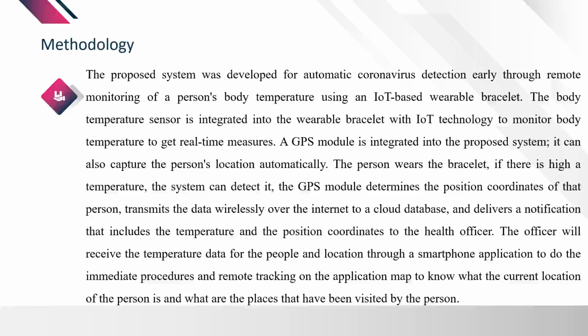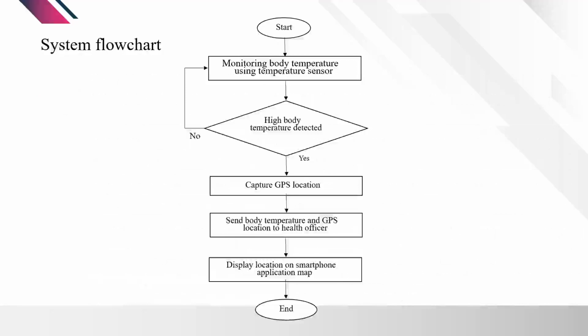Methodology: this is the proposed system, developed for early automatic coronavirus detection through remote monitoring of a person's body temperature. Now we will move forward to the architecture of our system. In the beginning, we are using two sensors. One of them is the body temperature sensor. The second is the GPS module.